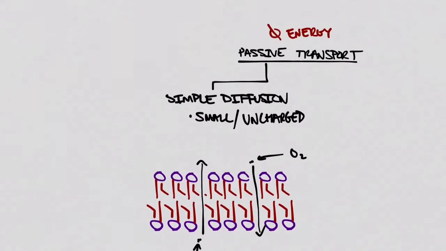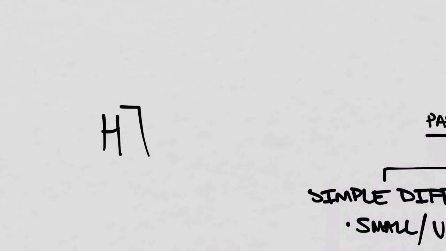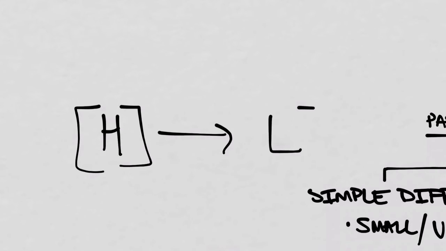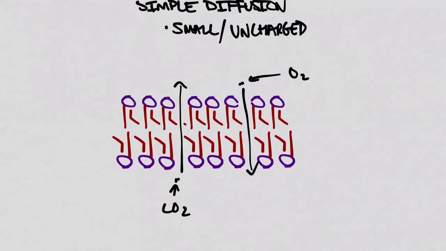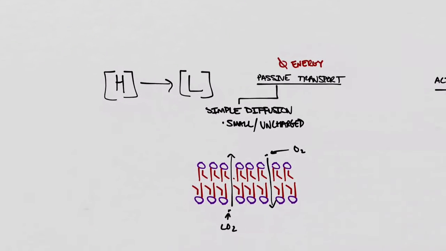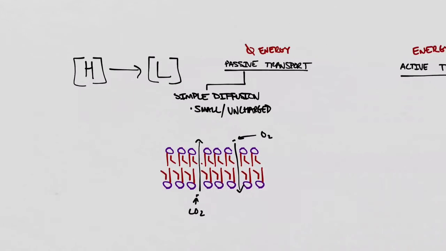The important thing to note about passive transport is that it's always moving from an area of high concentration to low concentration. In our cells, oxygen concentration is generally higher outside of the cell, so it's constantly moving into the cell. CO2 concentration, which is a waste product of cellular respiration, is high inside the cell, so it's always moving out. Simple diffusion is just the movement of small, uncharged particles down their concentration gradients through these little micropores that open up in the membrane.